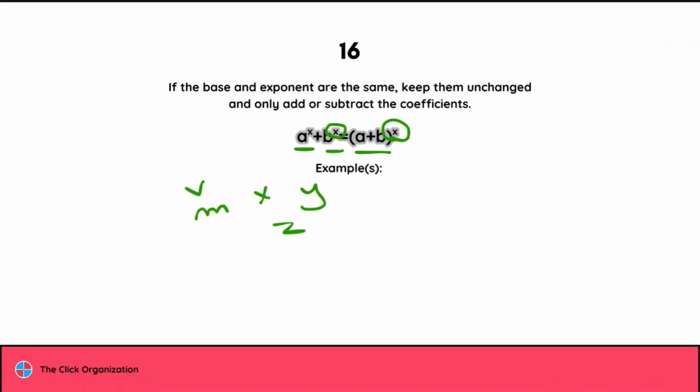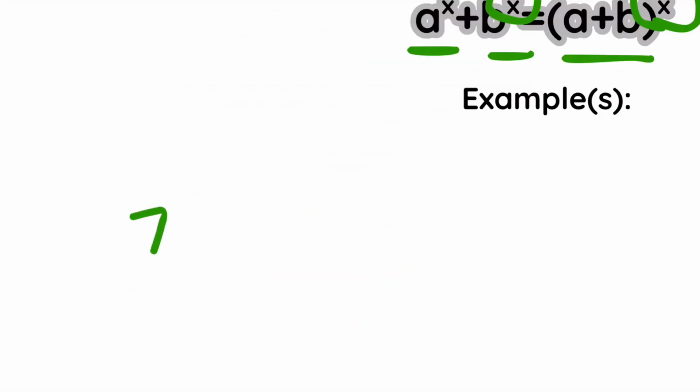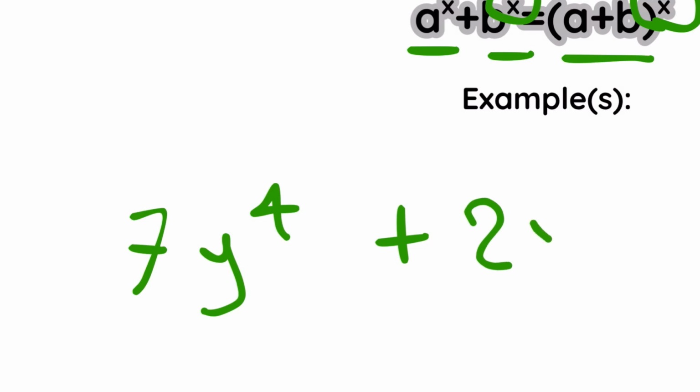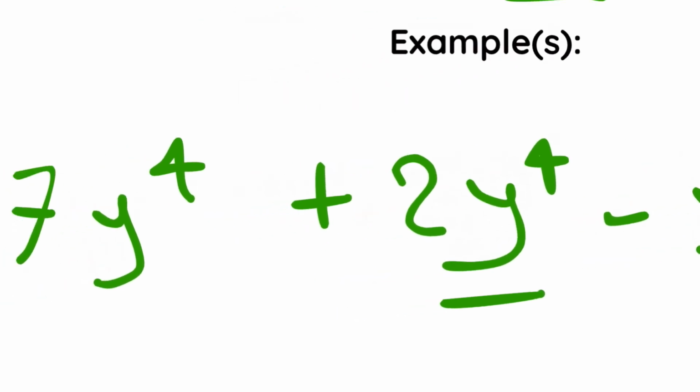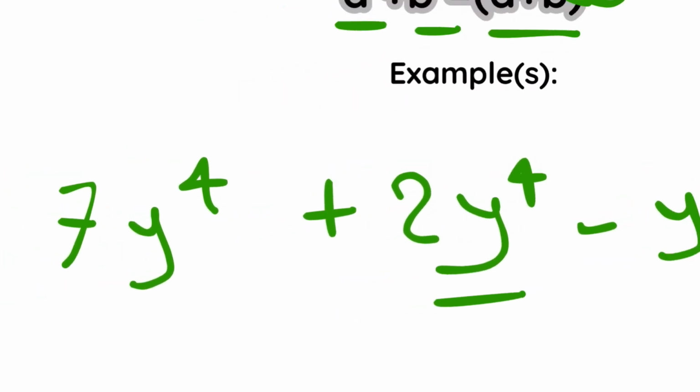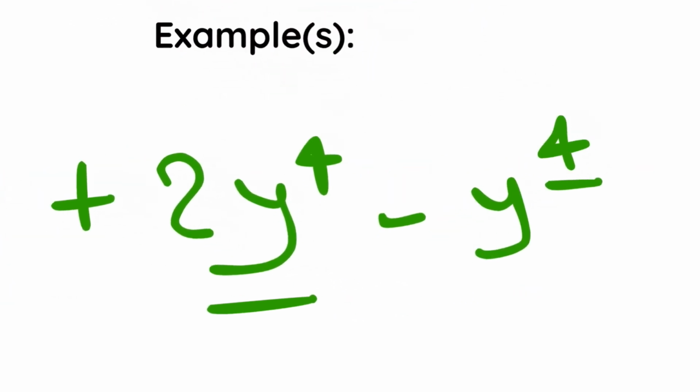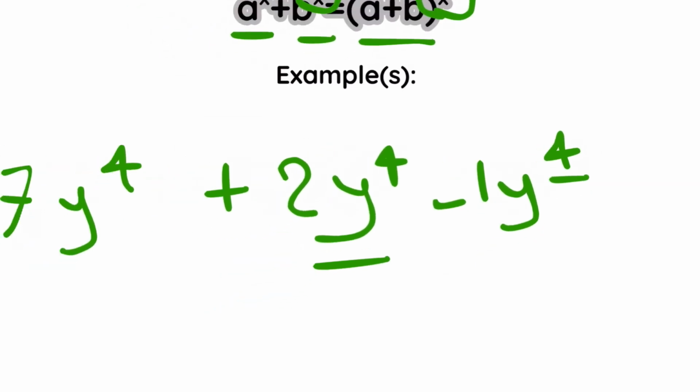So take a look at this example. For example, I have 7 times y to the power of 4 plus 2y to the power of 4 minus y to the power of 4. Because I have the same base and the same exponents, I can add or subtract the coefficients. And in here we have a minus alone, so we know that the coefficient is 1, right?